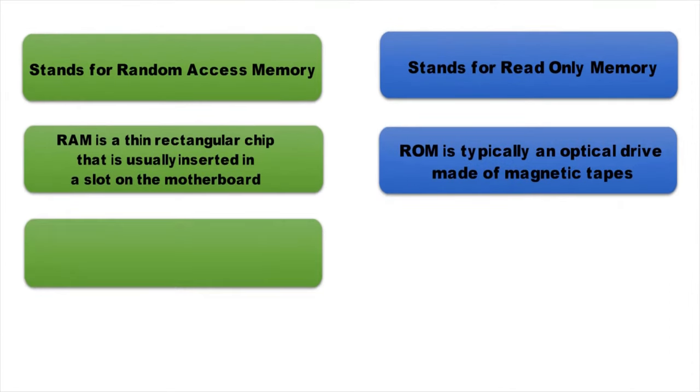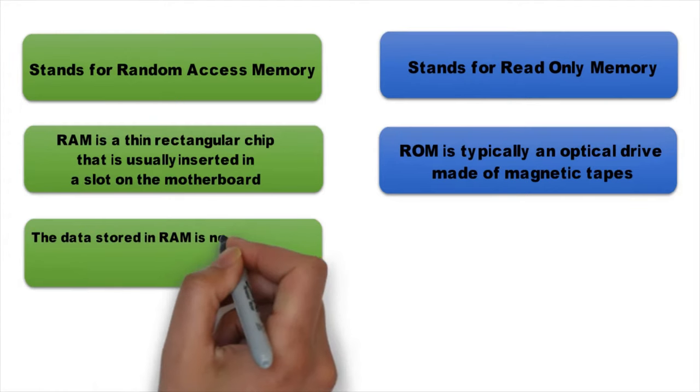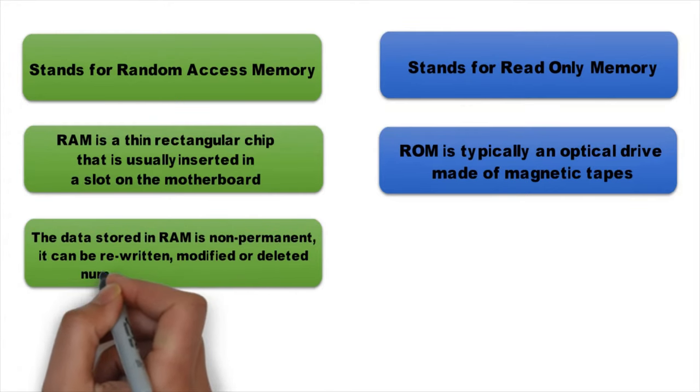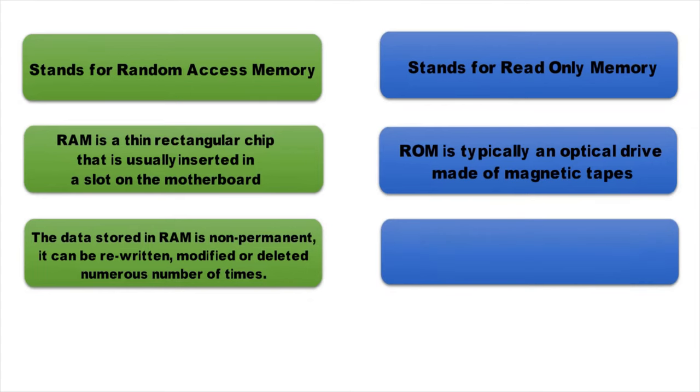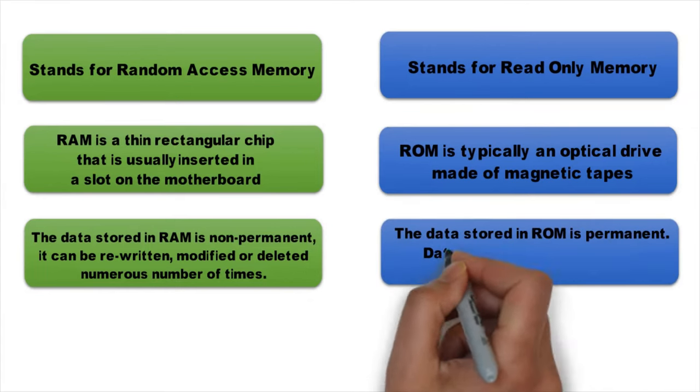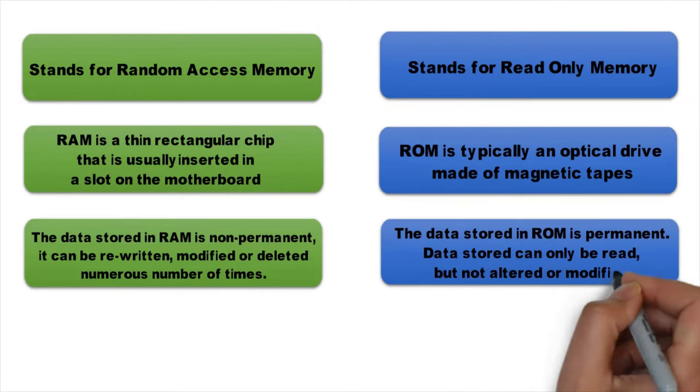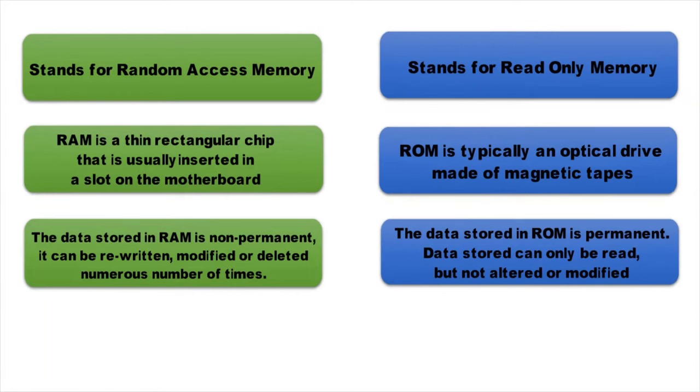In terms of stored data, the data stored in RAM is non-permanent. It can be rewritten, modified, or deleted numerous times, while the data stored in ROM is permanent. Data stored can only be read, but not altered or modified.